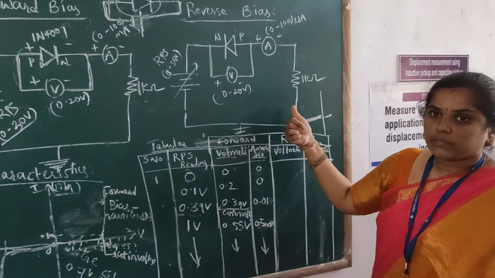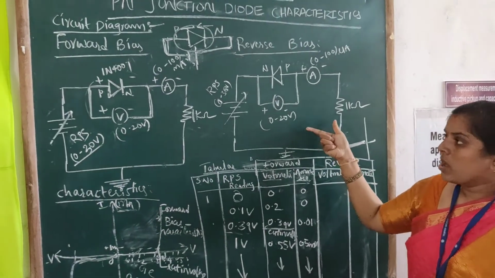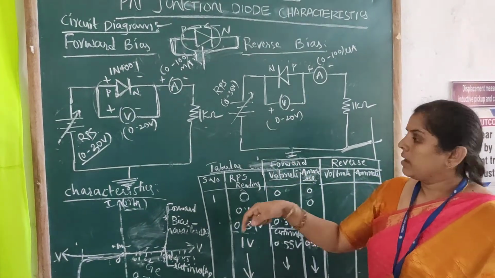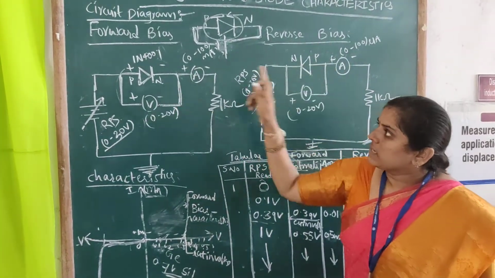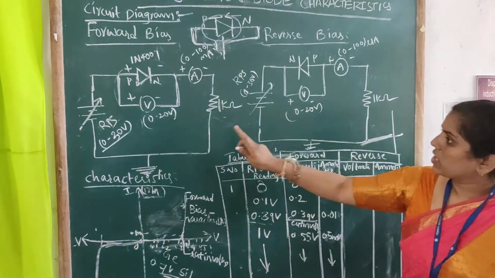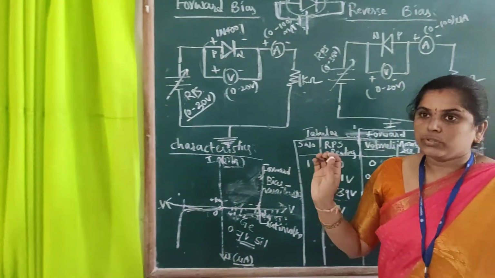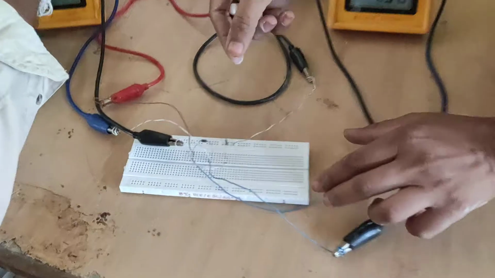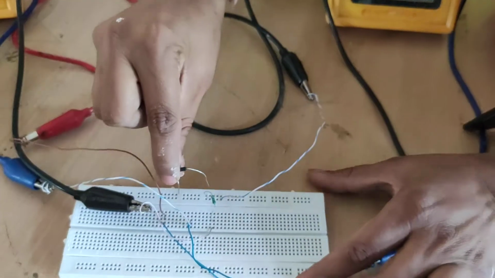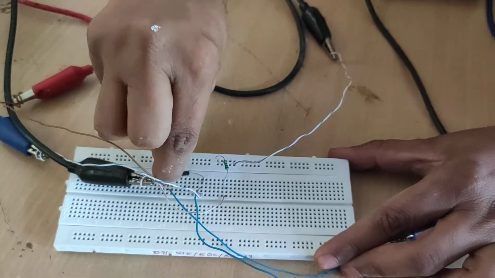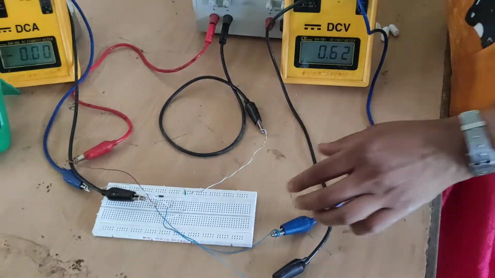Okay, this is the next, reverse bias. This one is the circuit diagram. Already I explained the operation and procedure. In this, just the diode is in reverse connection. Both the forward bias circuit and reverse bias circuit are the same, just the diode is in reverse connection. Like that you have to do the experiment. This is the circuit connection. Just connect the diode in reverse in the same place. Next, the experimental procedure is also the same.